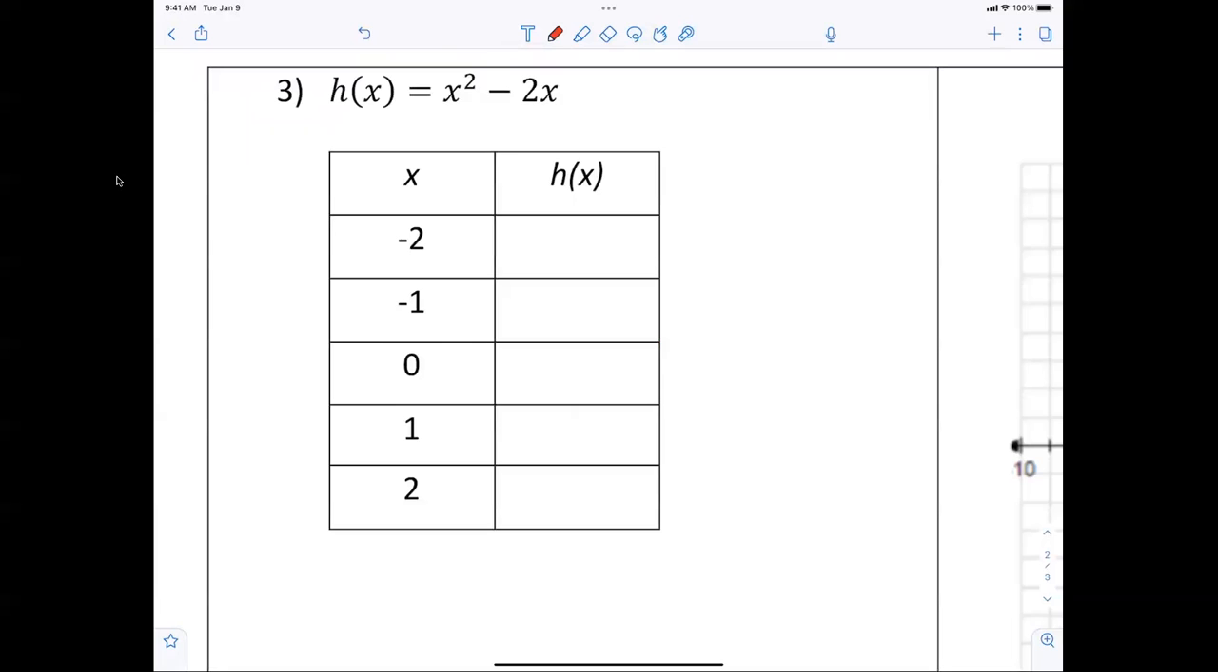So if I plug -2 in, I need everybody to look at their calculator on their table after they type this in under y1. Everybody type that in under y1, x squared minus 2x. Then you go over to the table, second graph. And now you're just typing in -2, -1, 0, 1, and 2. And if I plug -2 in, what do I get?